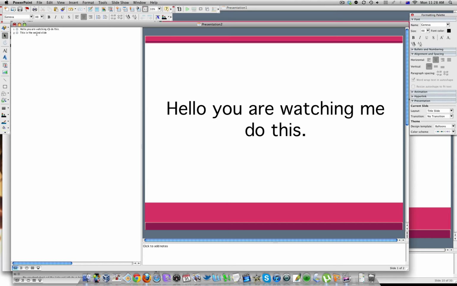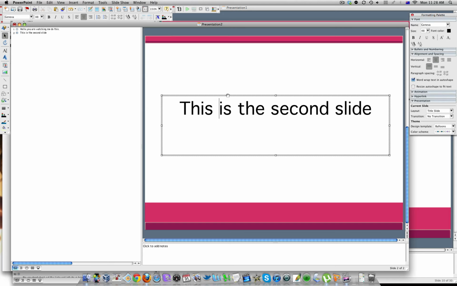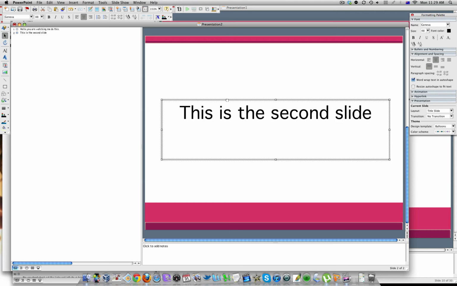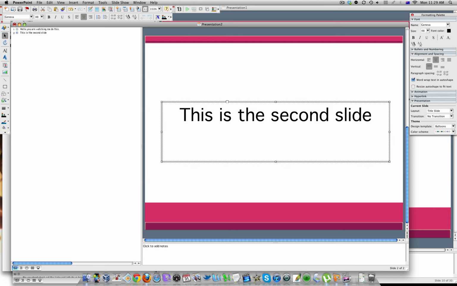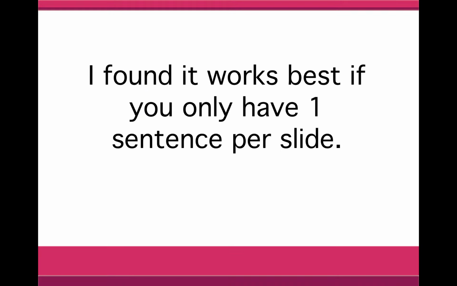So that's the first slide I created. And then to go to the second slide that I created, this is the second slide. And it's as simple as that. You can obviously move this around just with your mouse so that it's more center. But it's that simple. What I found is it actually works best if you only have 1 sentence per slide. If you have more than 1 sentence, what I found is that the page just looks too congested. So what I found best is just to have 1 sentence per slide.